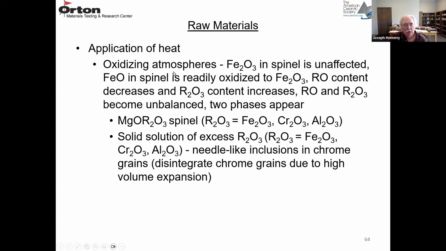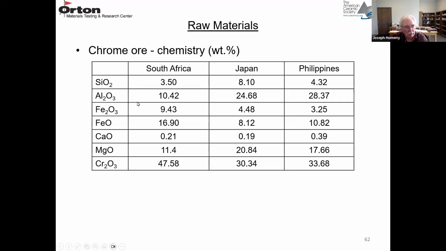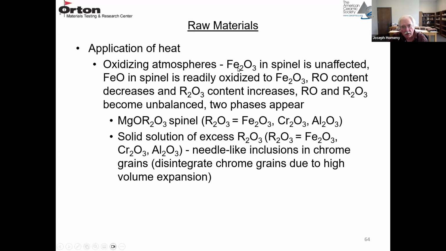So what happens when you apply heat, increase the temperature? We can look at oxidizing and reducing atmosphere. So in an oxidizing atmosphere, I mentioned that we can have Fe2O3 and FeO present in these materials. Fe2O3, when that's present, it's going to be in a spinel. It's unaffected. This is stable in an oxidizing atmosphere. But the FeO that's present in the spinel oxidizes to Fe2O3.